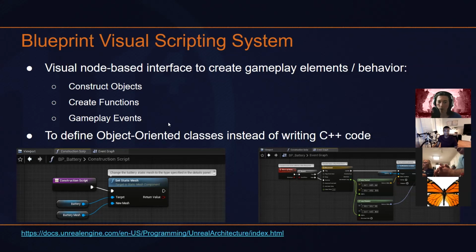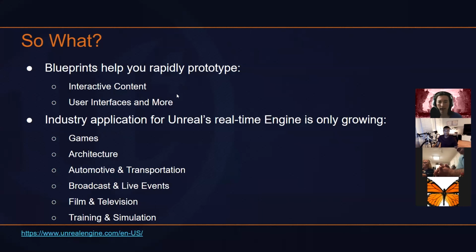It can help you create interactivity, and you can do that with functions or events. And if I go to the next slide, I just told you what blueprints are, but big picture, so what? What's the big deal? Blueprints are really good at helping you rapidly prototype and make interactive content, like user interfaces. There's really endless things that you can do with blueprints.